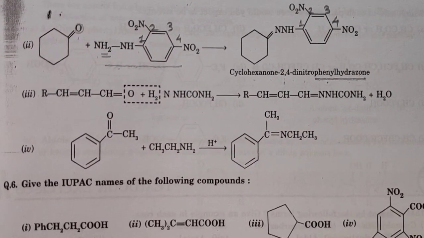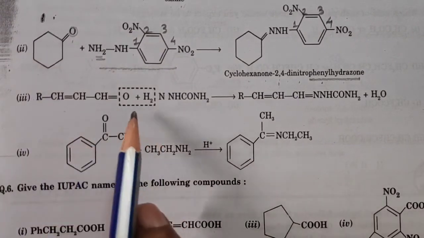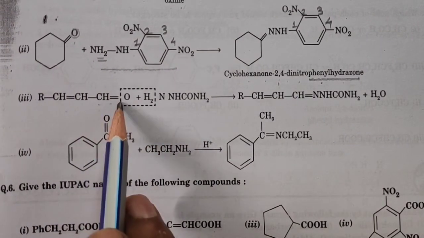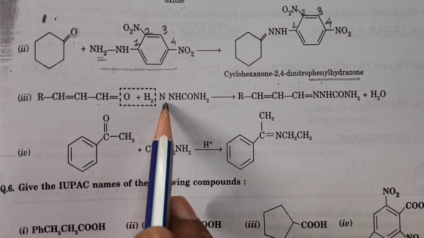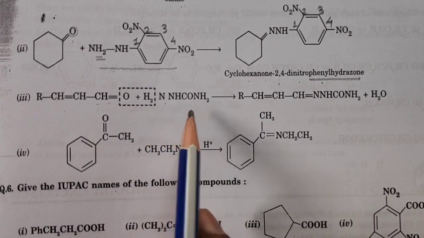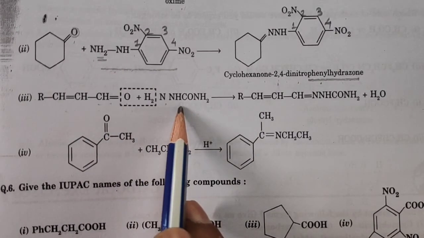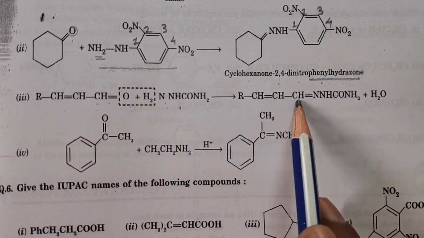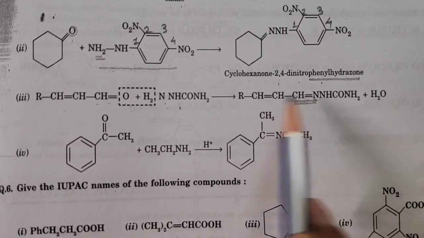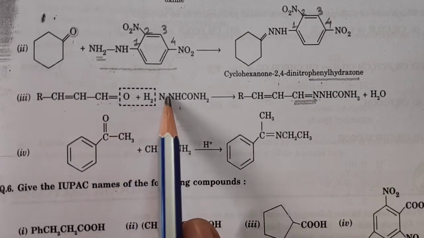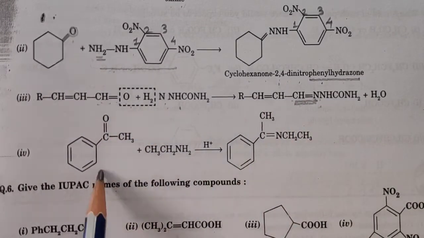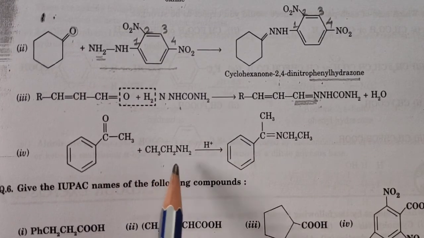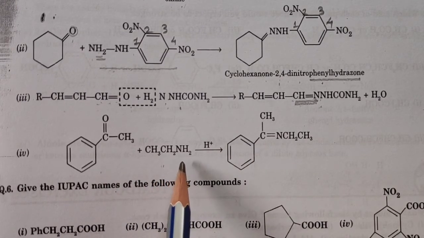Then the next question is this. You can see the same thing here. This is an aldehyde, and this is an amine, hydrazine. So what will happen in this case? There is a removal of a water molecule, and you can see this will form an imine, C double bond N. Understood? This is formed. Then same thing here also. Hydrazine, what we have studied about, amine.